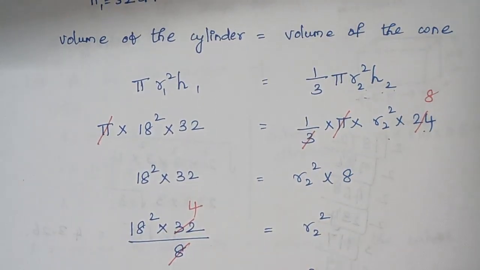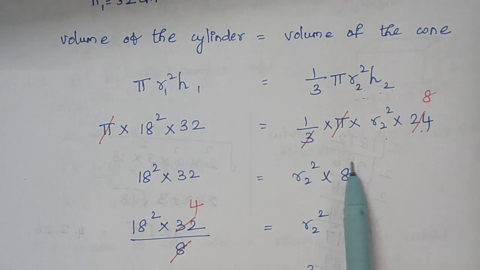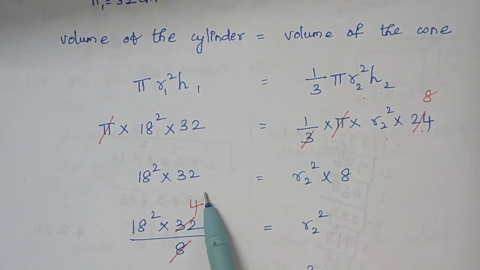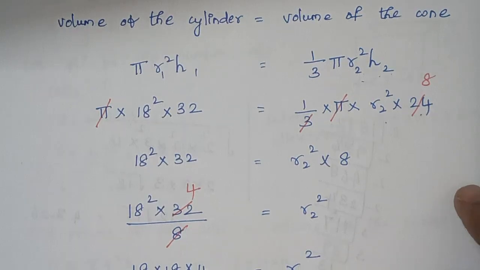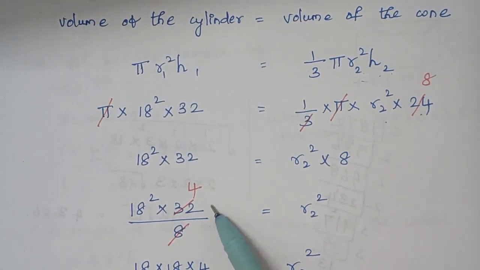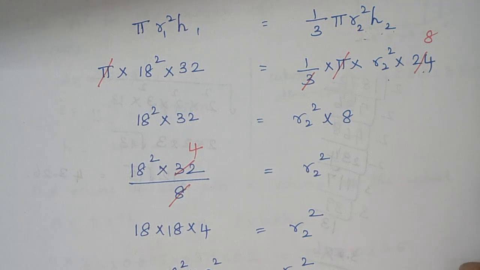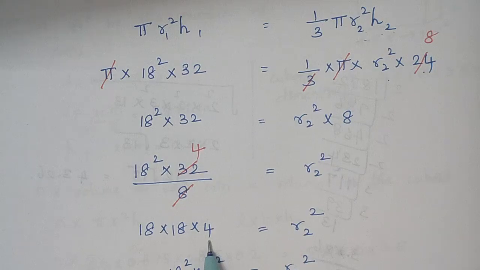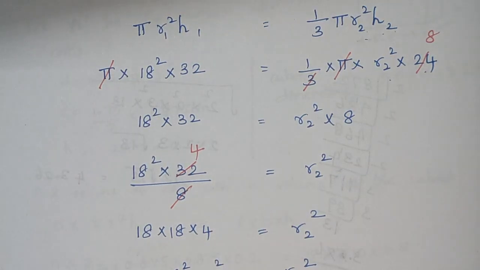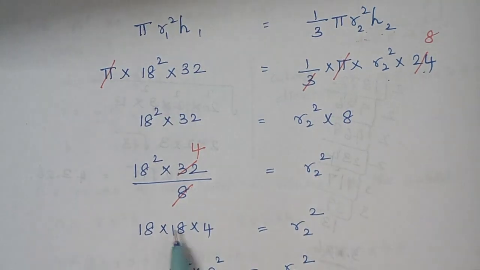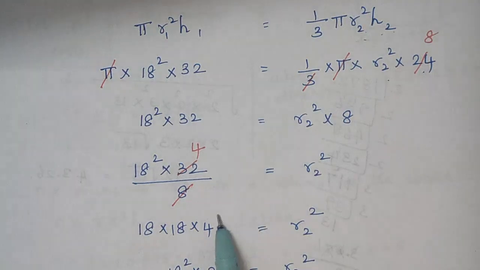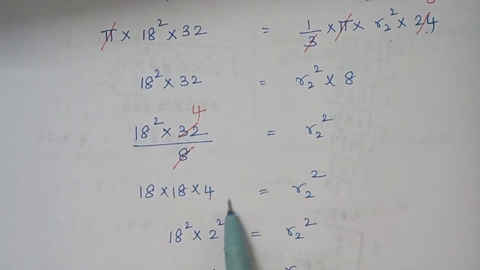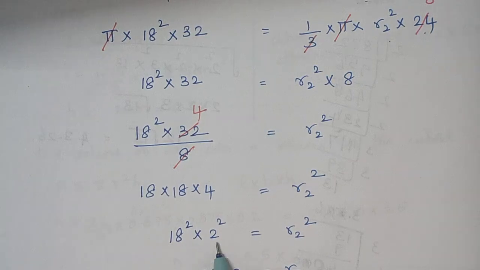Now we need the value of R2. So here I am moving this 8. When moved to the left hand side, it occupies the denominator part. Now 8 and 32 cancel by 4. And again you see here I am having 18 square, that is 18 into 18 into 4. Right. So immediately don't multiply and try to take a square root to find R2. So here you see we have 18 into 18, so it is 18 square, and this 4 can be written as 2 square. When you write like this, it is very easy for you to take the square root.